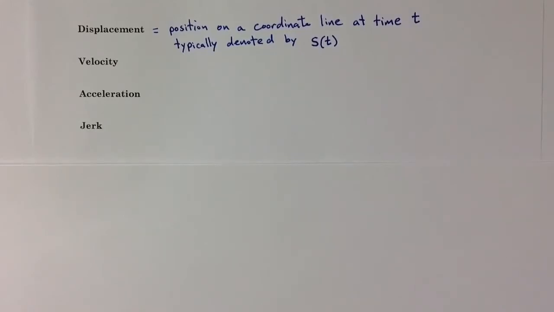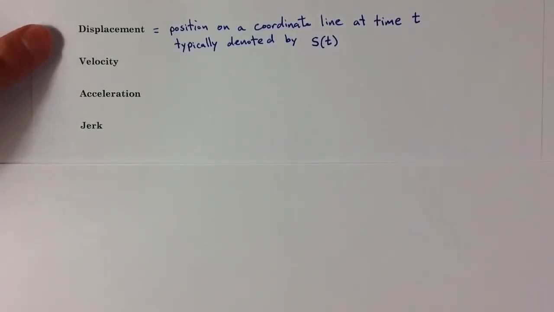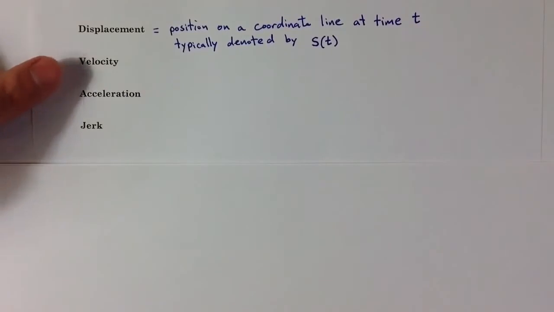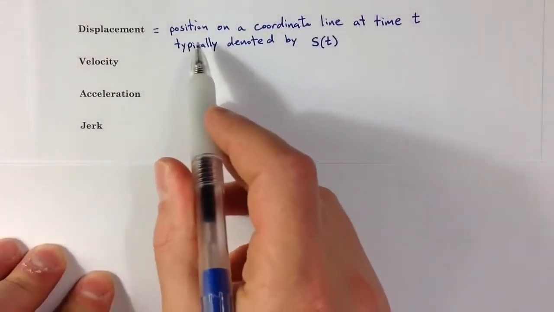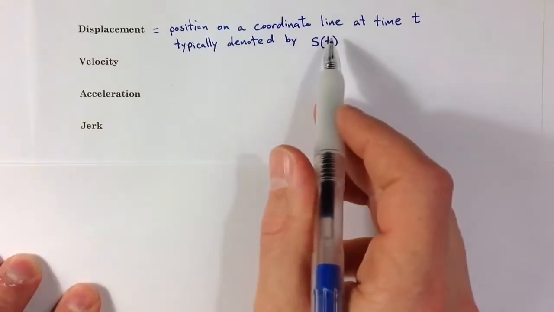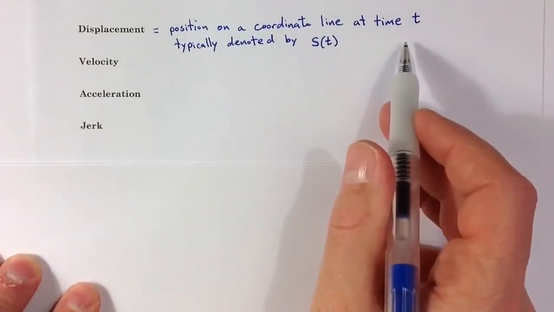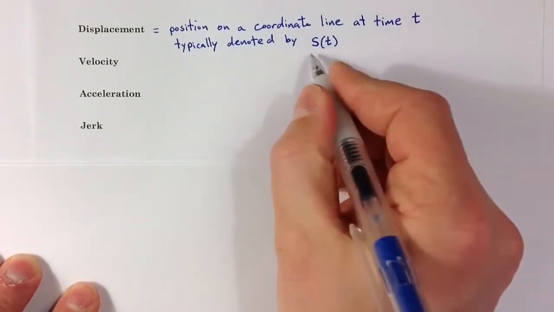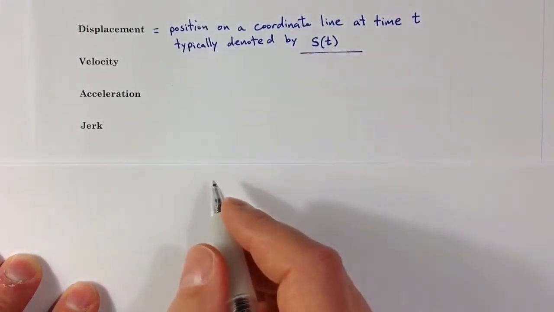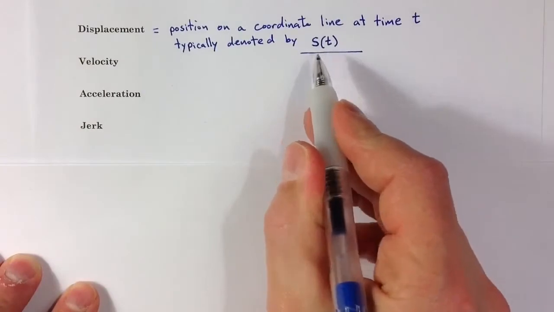Let's take a look at an application of calculus that involves displacement, velocity, acceleration, and jerk. Displacement, we can think of that as the position of an object on some sort of coordinate line at time t, and that typically is denoted as a function of time with s as the name of the function, so s of t.